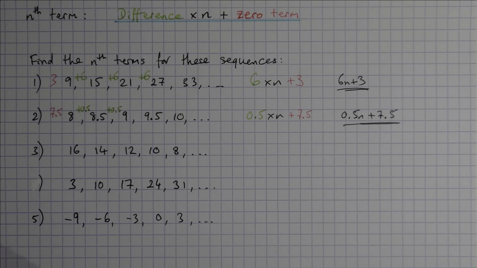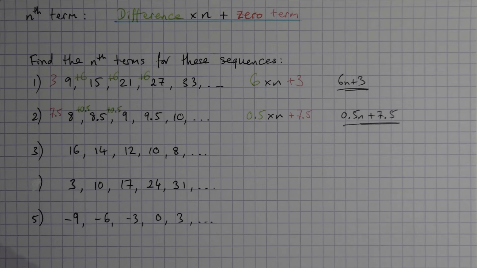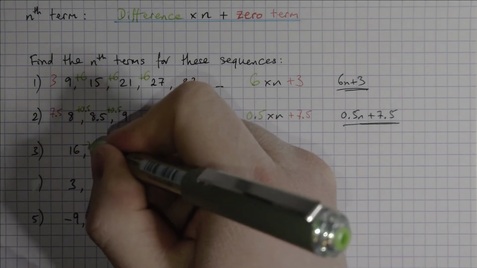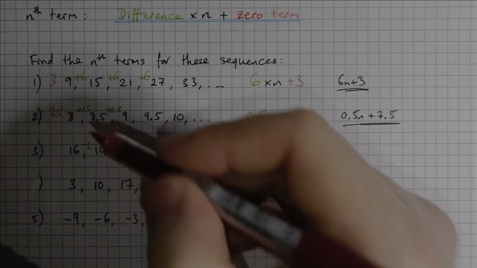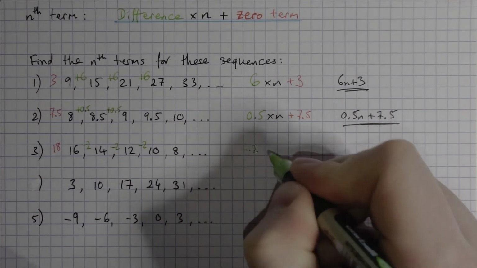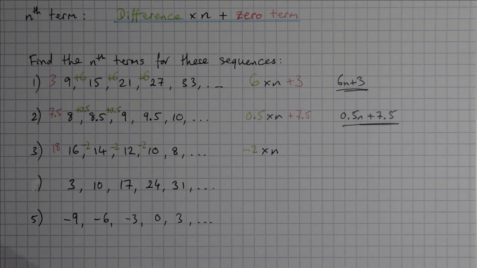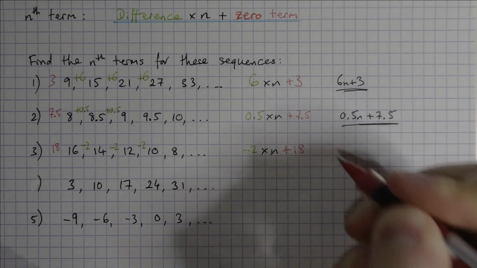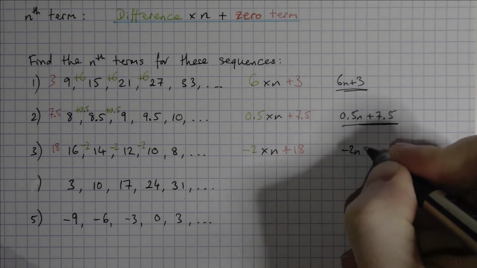Okay, number 3 then. This appears to be going down this time. So what are we adding on? We're adding on minus 2. It's taking away 2 each time, isn't it? It's always taking away 2. Therefore, the 0 term would have been a bit bigger than 16. The one before 16 was 18. So for the nth term then, that's minus 2 times n, and the 0 term positive 18. We can just write that as minus 2n plus 18.